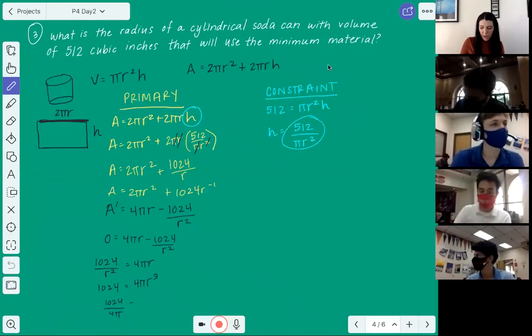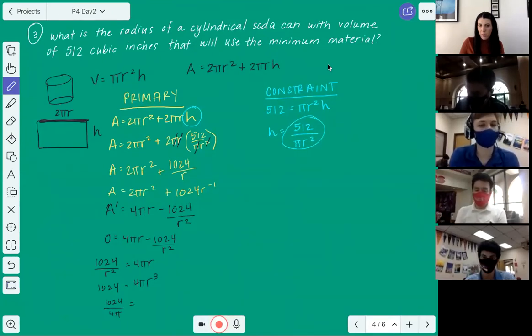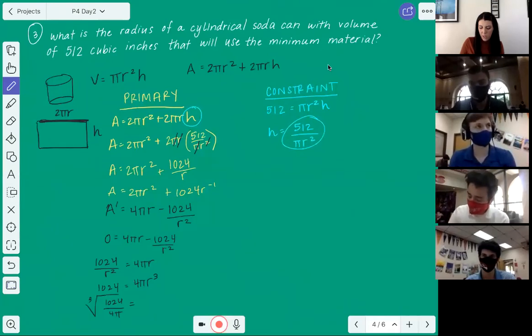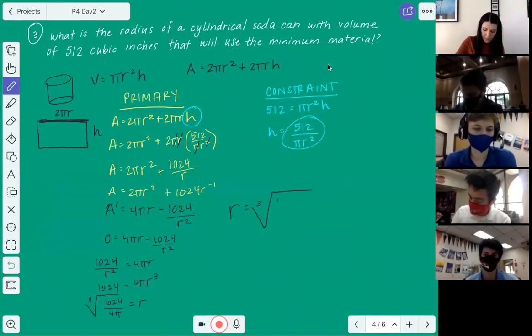Good, and then we're going to have r cubed, so then what final step are we going to do? Cube root, the whole thing. Perfect, so we'll take the cube root, and we get this answer, right? So we get r is equal to the cube root of 1024 over 4 pi.